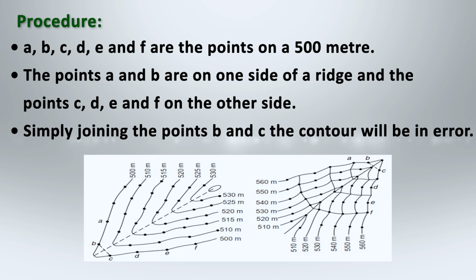It should be ensured in such cases that a point on the contour must be located on the ridge line. Otherwise, by simply joining the points B and C, the contour will be seriously in error, as shown by a dotted line joining B and C. This is equally applicable to locating contours in stream beds and valleys.